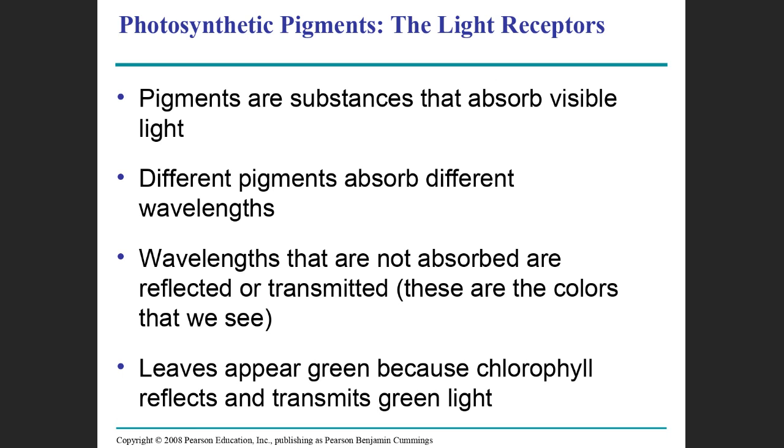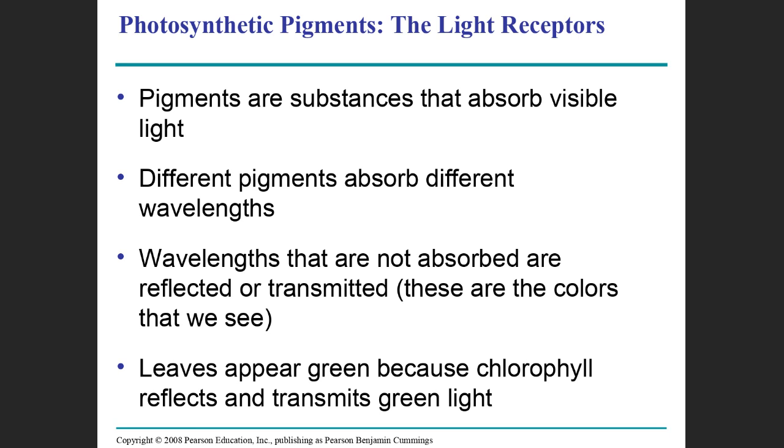So when it comes to pigments, these are substances that absorb visible light. And different pigments absorb different wavelengths of light. That's why we see different colors. Wavelengths that are not absorbed are reflected or transmitted back. So the wavelengths of light that bounce back to us, those are the colors that we see. All the other colors get absorbed except the ones that bounce back.